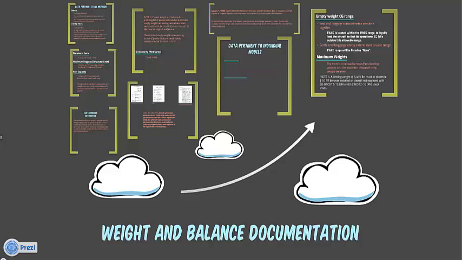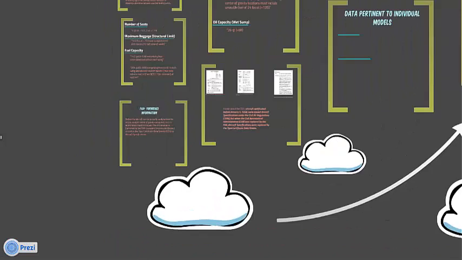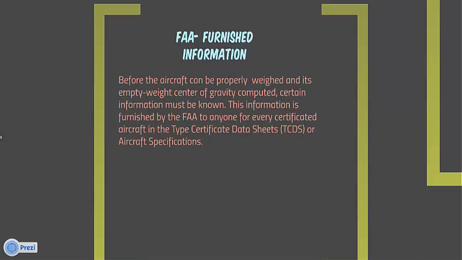Weight and balance documentation. The FAA furnishes information before an aircraft can be properly weighed and its empty weight center of gravity computed. Certain information must be known.